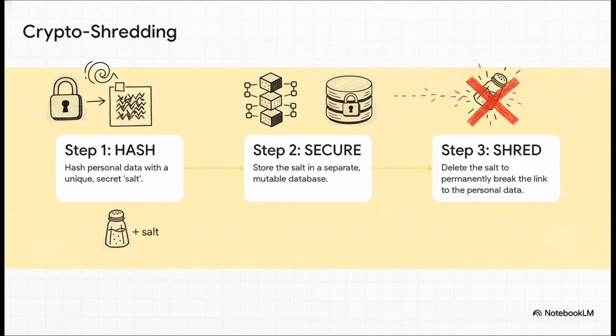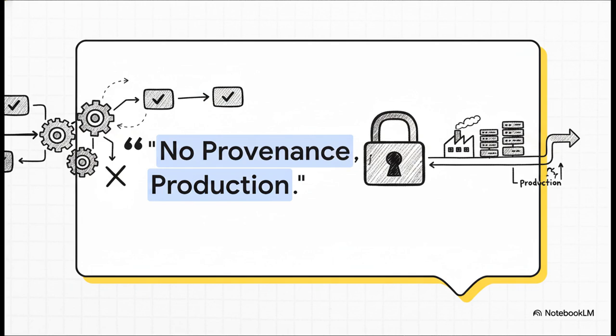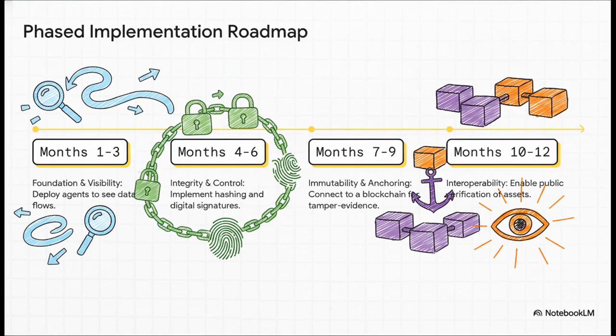It's pretty genius. So, when you bring all of these pieces together, the architecture, the crypto, the privacy patterns, you can start to enforce a really powerful policy. And that policy is no provenance, no production. Just think about what that means. It means your automated systems, like your CI/CD pipeline for deploying software, would just flat out refuse to push any code or use any data that doesn't have a complete, verifiable chain of custody. It's trust, automated.